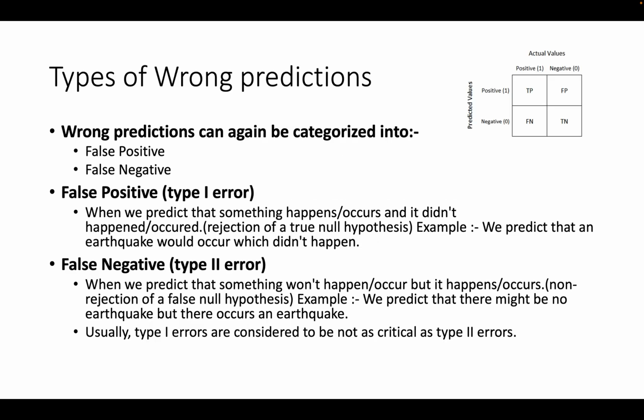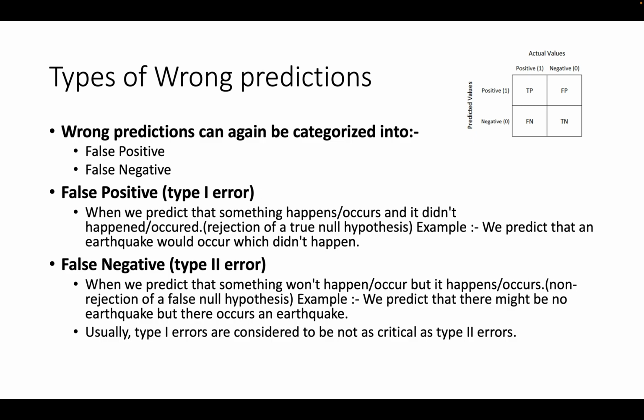Types of wrong predictions. Wrong predictions can again be categorized into false positive and false negative, which we saw. This is false negative, false positive. False positive is basically a type 1 error, when predicting something that doesn't occur. You predicted something that didn't happen.